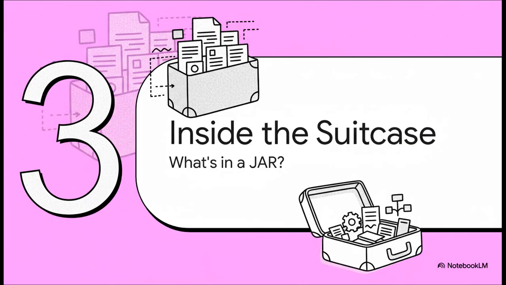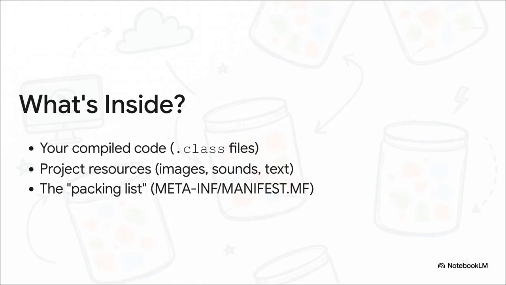So, if a jar is a suitcase, what exactly are we supposed to pack inside? Come on, let's open it up and take a look. Inside this suitcase, you're going to find three main things. First, your compiled .class files. Think of these as the clothes, the essentials for your trip. Second, you've got your resources, things like images, sound clips, text files. These are your accessories. And third, and this part is absolutely critical, you have something called the manifest file. This is your packing list. It tells the Java environment what's inside and, most importantly, which one of your files has the main method to actually start the whole application.